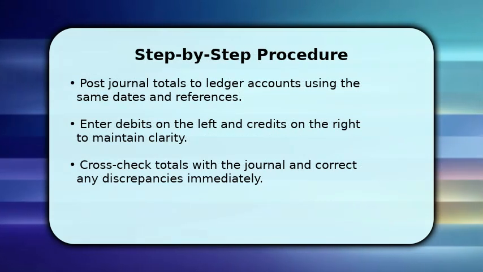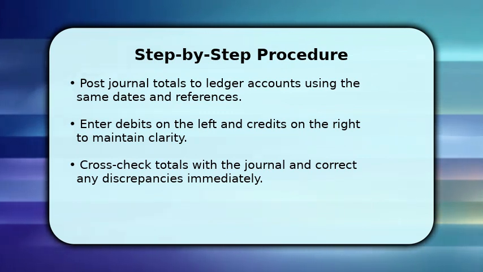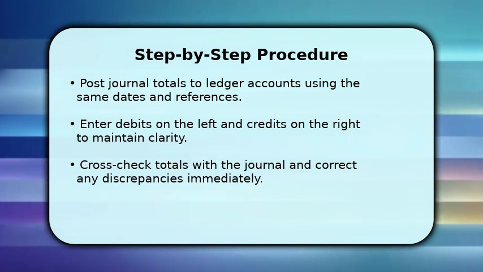Begin by opening the appropriate ledger pages and matching dates to the journal source. Transfer each journal line carefully, placing debits on the left and credits on the right, and include the journal reference. After posting, sum the ledger columns and compare totals to the journal to catch any mistakes.